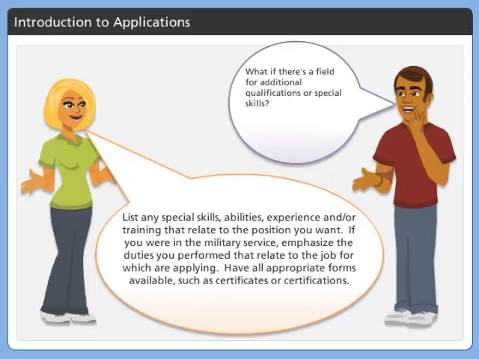What if there is a field for additional qualifications or special skills? List any special skills, abilities, experience, and/or training that relate to the position you want. If you were in the military service, emphasize the duties you performed that relate to the job for which you are applying. Have all appropriate forms available, such as certificates or certifications.